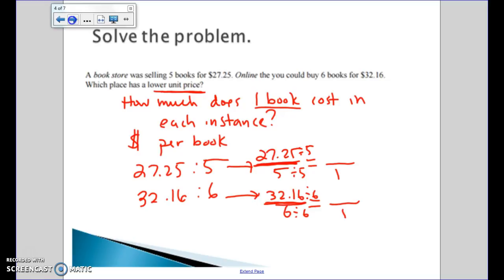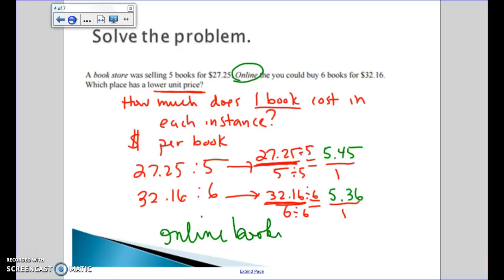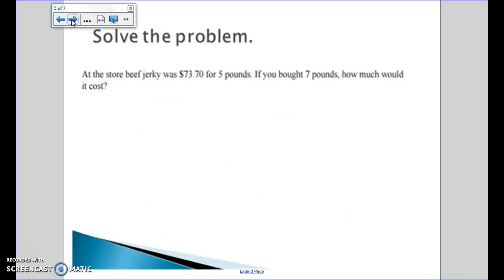Okay, and so that's what I'm going to do. When I divide 27.25 by 5, I get $5.45 for every book. And when I divide $32.16 by 6, I get $5.36 per book. And so now I know that the lower unit price would be the books that are online. So I would say that the lower unit price is the online books. Okay, and so we're just using these unit rates to determine which is the better deal.